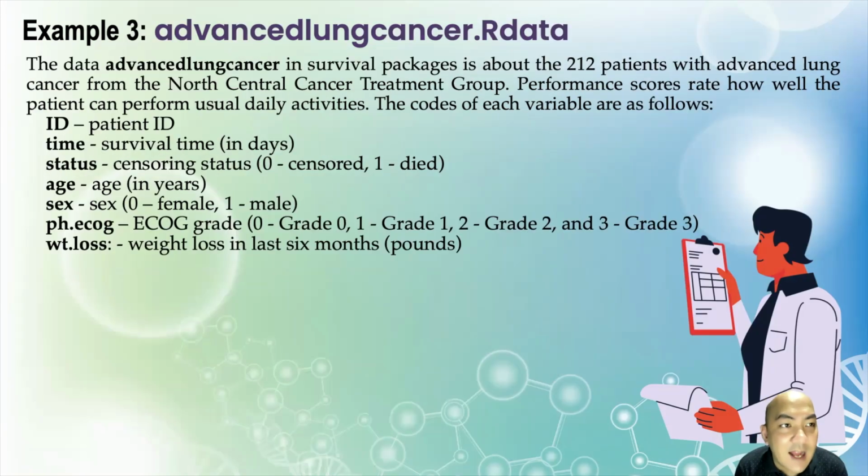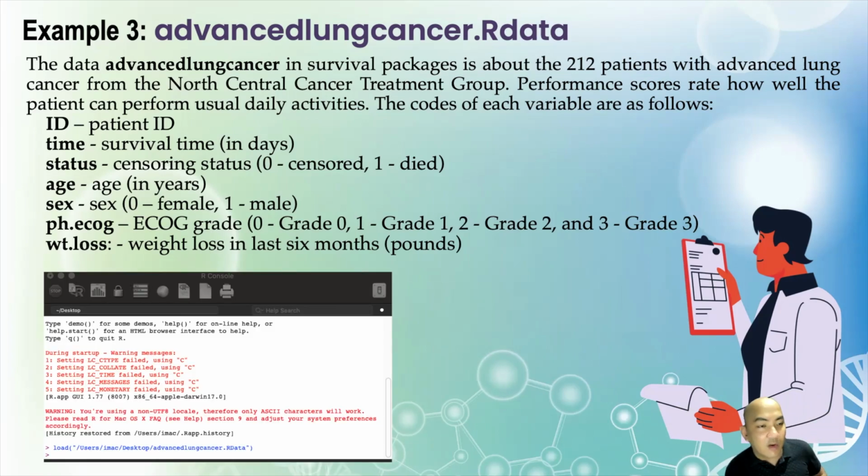Okay, let's have the last example. We have the advanced lung cancer.R data, wherein this is about the 212 patients with advanced lung cancer from the North Central Cancer Treatment Group. Performance scores that rate how well the patient can perform usual daily activities are given as well. And the codes of each variable are as follows.